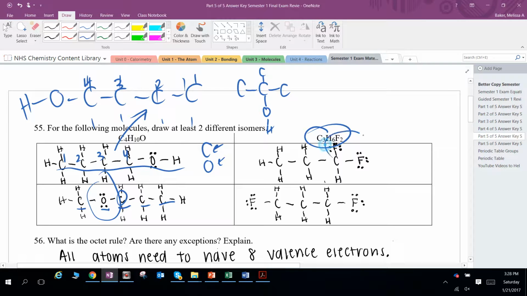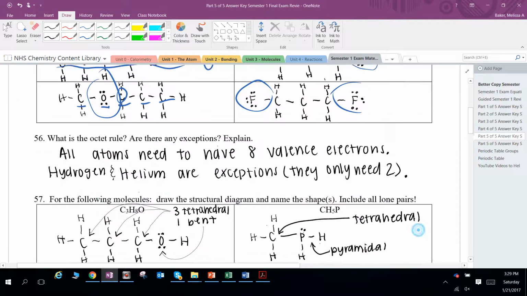So you could put both fluorines on one carbon, you could put one fluorine on one end and the other fluorine on the opposite end, or you could put fluorines on the center carbon. There's a lot of other options for drawing different arrangements of the same formula.